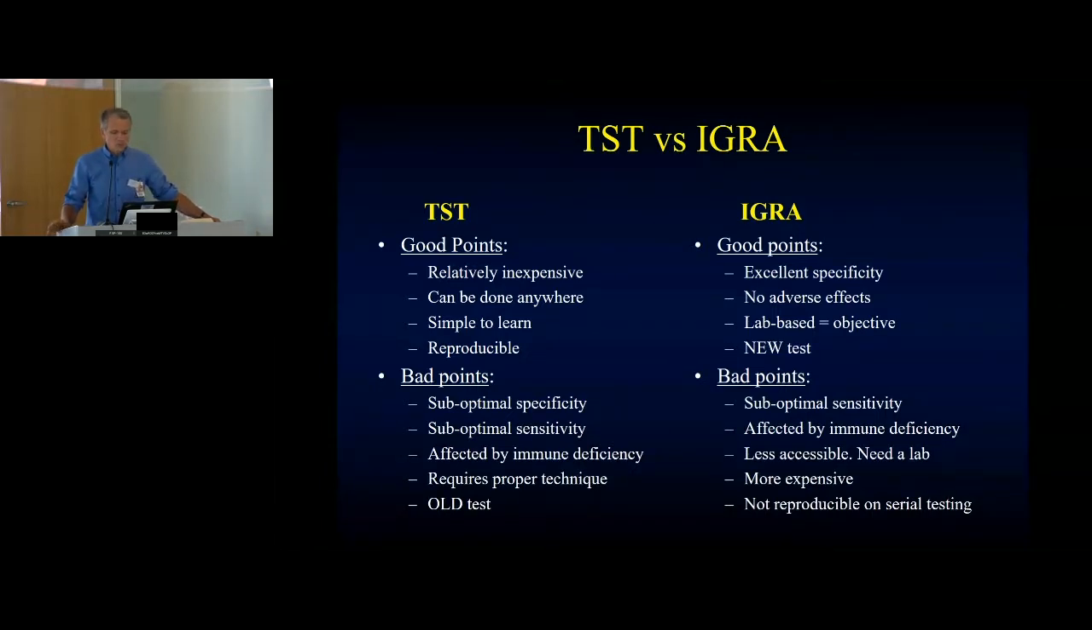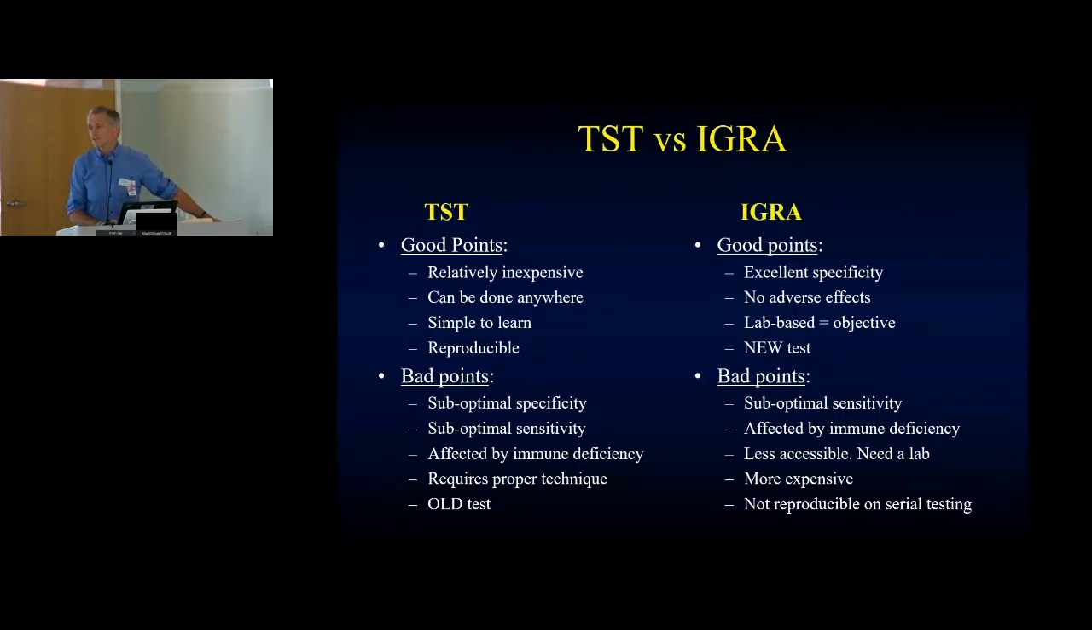The IGRA has very good specificity. It's cleverly designed, I might say, to be specific, and it is specific. It has no adverse effects because you don't inject anything into people. It's lab-based, so it should be more objective: there's a technician somewhere who never sees the patient reading it. And it's a new test, which is again a very important advantage. The bad points: suboptimal sensitivity, and it's affected by immune deficiency. Accessibility is a problem because you need a lab. It's more expensive, and it's not reproducible on serial testing.